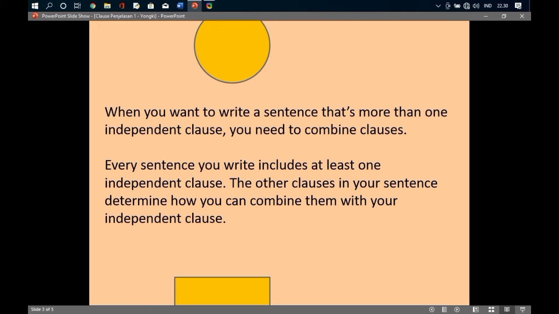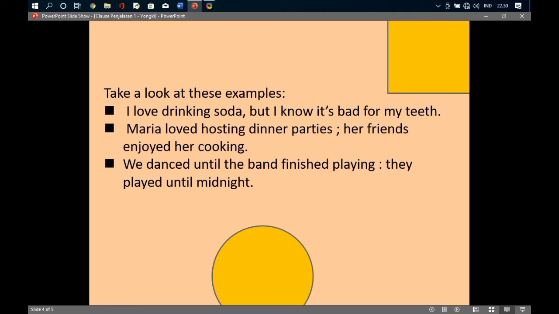The dependent clause has a level of importance after the independent clause. So the dependent clause cannot stand alone and needs the independent clause, just like the main idea in your paragraph and the explanation sentences in your paragraph. Just imagine it like a paragraph. So these are some examples.